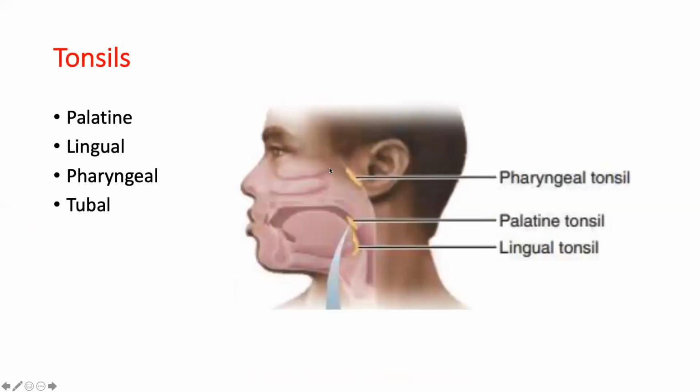And tonsils, as we can see here, palatine tonsil, lingual tonsil, pharyngeal tonsil, and tubal tonsil, they are all lying around the passage of the nasal cavity coming into the larynx and trachea, and around the oral cavity. So these are the lymphoid tissues which are guarding against the possible invading pathways.